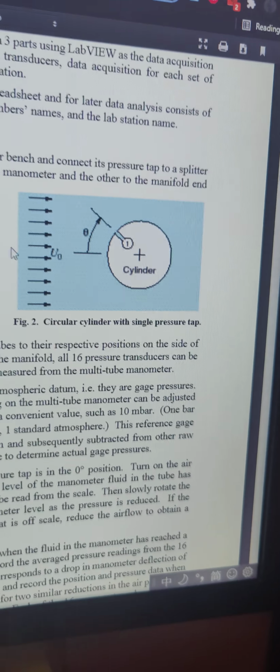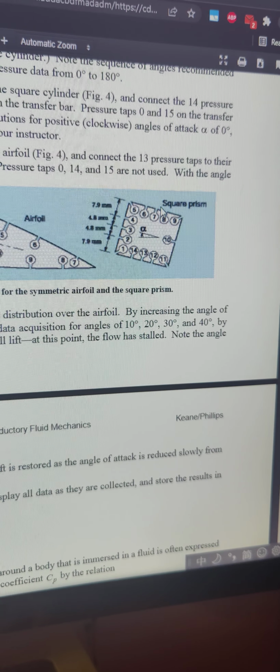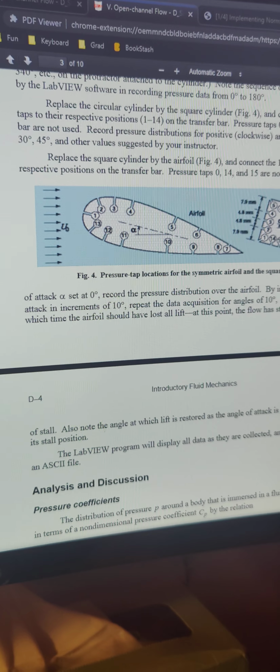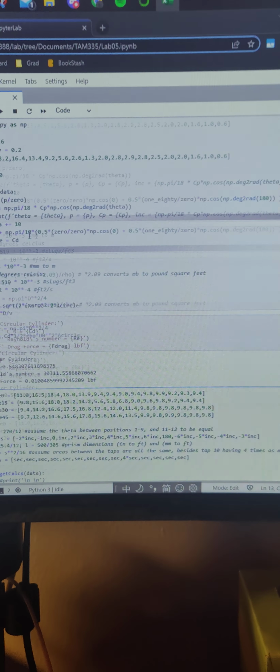The first one is this cylinder. That's a pretty simple shape. And then we get a little more complex. We got the square prism. And then this last shape I've got here is the airfoil. So I collected all this data, right? And then I threw it in this handy dandy calculator.